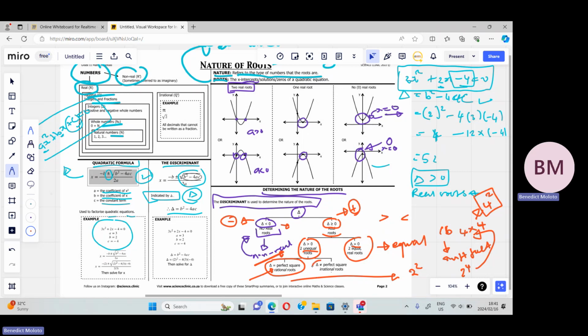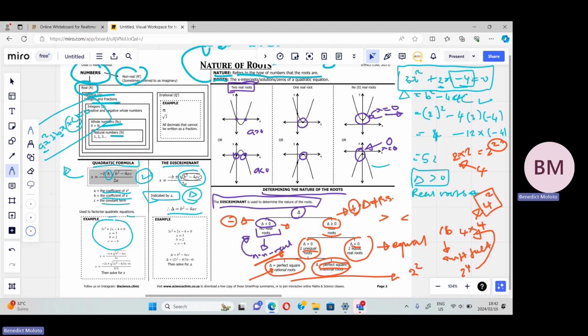Then here, if your delta is not equal to a perfect square, meaning it's not equal to a number that can be squared to find that particular number. For example, 4 is a perfect square. Why? Because two integers can be multiplied to give you this: it's 2 times 2, which is 2 squared. Every time a number has a squared on top, you can say it is a perfect square. So here, delta is equal to a number that is not a perfect square.